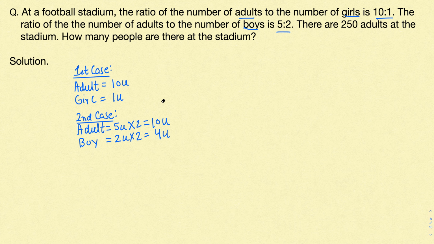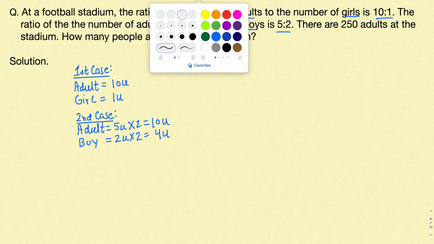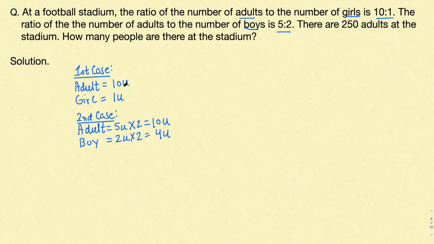So what do we get from here? From the first case, we got that the adults are 10 units and the girls are 1 unit. And from the second case, again, adults are 10 and the boys are 4 units. So in short, my adults are 10 units, girls are 1 unit, and boys are actually 4 units. So now we can clearly see the number of units of adults, girls and boys, right? Now let's read further.